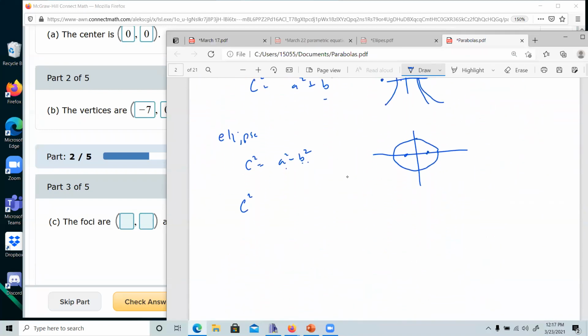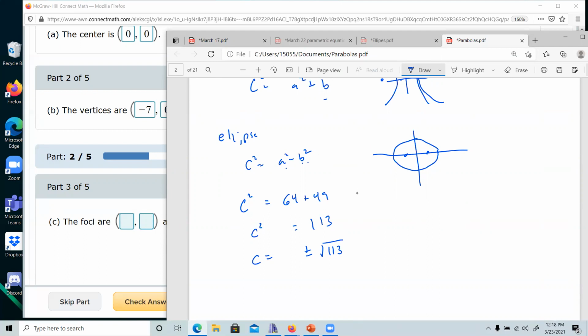So we're just going to get 64 plus 49. Add those together. What are we ending up here? We're ending up with 113. That is equal to c squared, and c is equal to plus or minus the square root of 113. I don't think 113 is factorable.